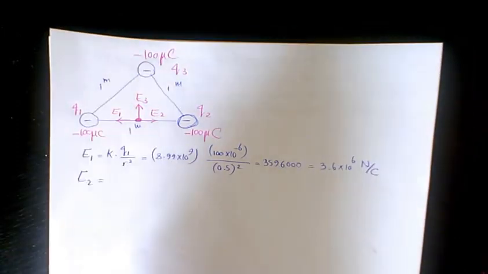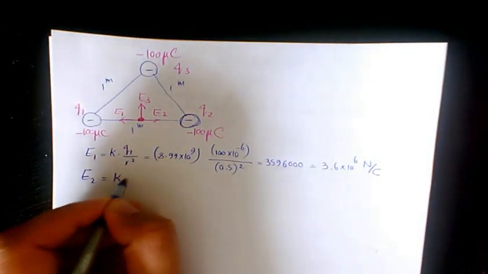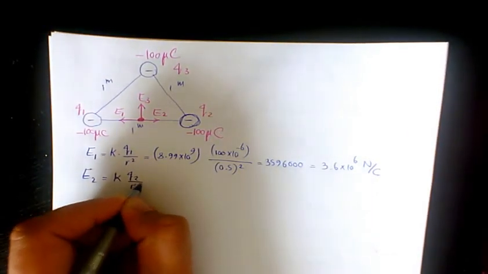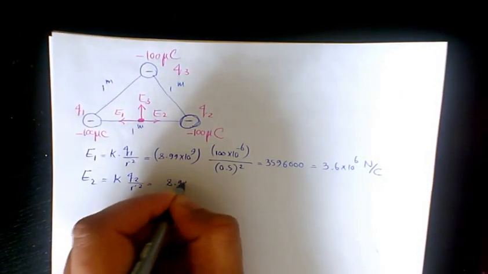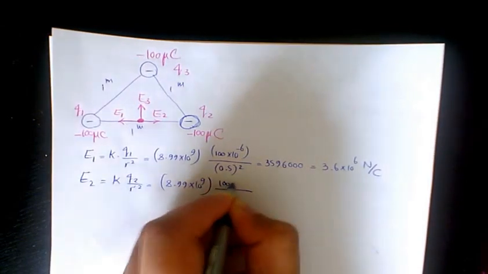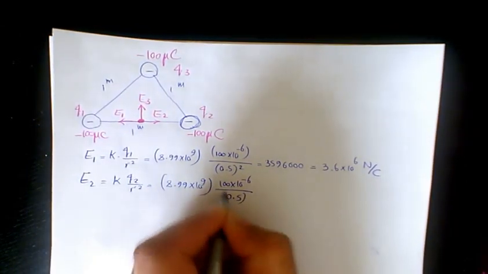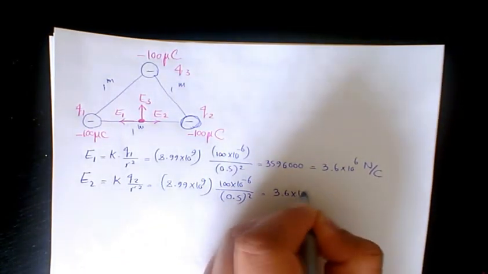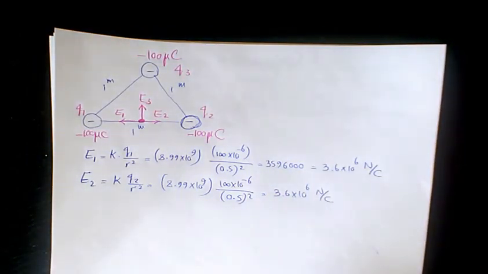E2 is kQ2 over r prime squared. So it's going to be 8.99 times 10 to the power of 9. That's going to be exactly the same thing in terms of magnitude, but it's going to be in the opposite direction. So it's going to be 3.6 times 10 to the power of 6 newton per coulomb.